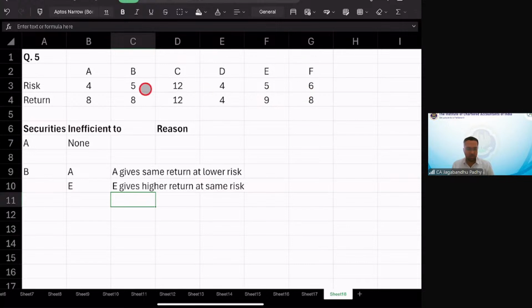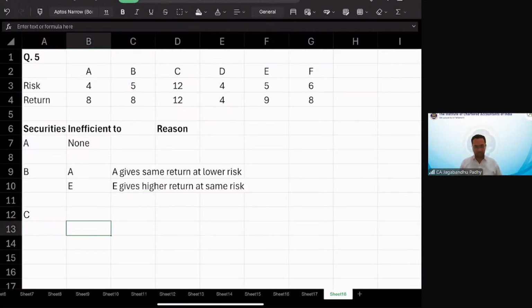Then any other security which is efficient as compared to B? Is it inefficient to C? No, C has a higher risk, but the same return. So B is not inefficient as compared to C. B is also not inefficient as compared to F because F gives you the same return at higher risk. B is providing you 8% at 5% risk. So B is actually efficient as compared to F. You can say F is inefficient to B. Got it? So B has a lesser risk, so it is not inefficient.